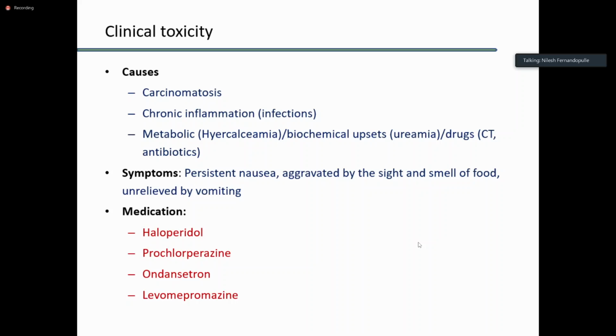And if you suspect that to be the cause, they have found that haloperidol, chlorpromazine, ondansetron, or levofloxacin are the drugs of choice for these kinds of symptoms. And if you look at this, domperidone does not typically work for this patient. Although it might help this patient, domperidone is not the drug of choice for these patients.